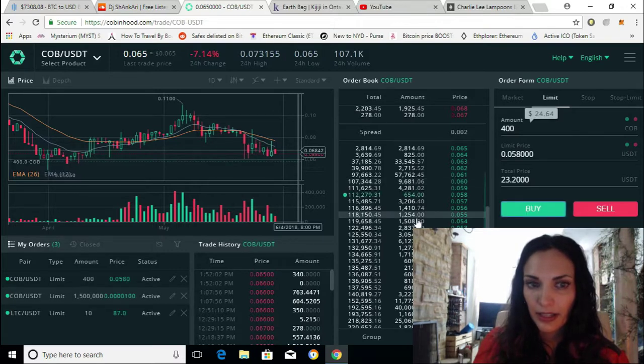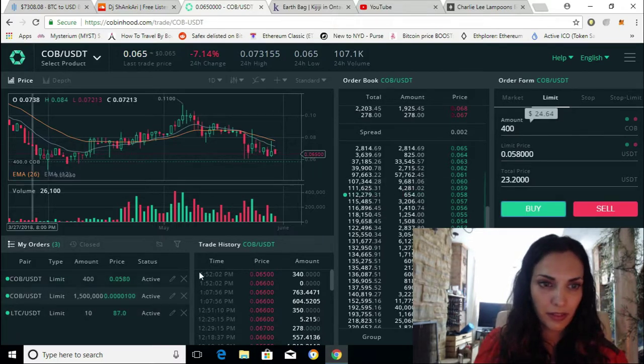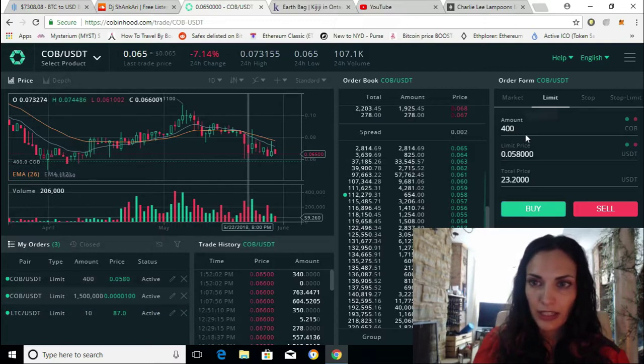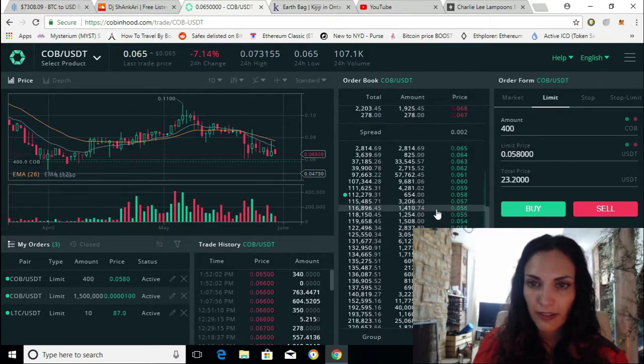And then over here to the left bottom corner, you will see I have 400 units, and I want to buy it at 5-8 cents. And then I see somebody's wanting to buy it at 5-7 cents, 5-6, 5-5, 5-4, and then I see a 6,000 here, and a 3,000. So maybe I want to put it above them. So I'm gonna want to put 5-3 cents.